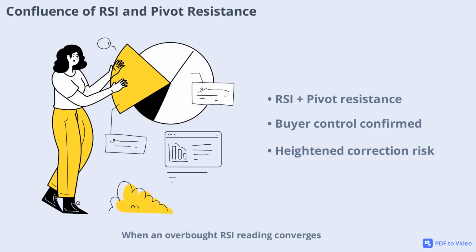When an overbought RSI reading converges with a significant pivot point resistance, the signal becomes even more pronounced. Stocks like EXAS, INCY, and DD not only show high RSI values, but are also trading at or near R2 or R3 resistance levels.